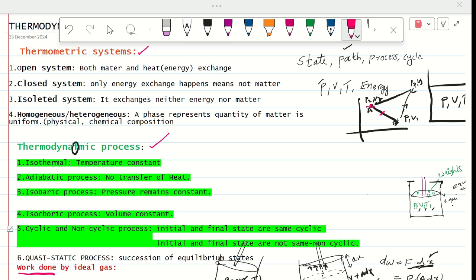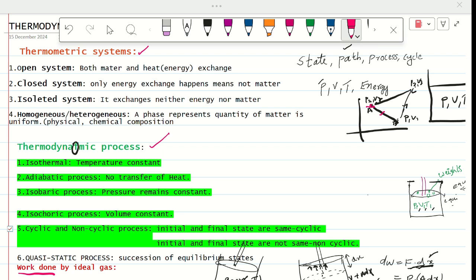In a homogeneous mixture, examples we can tell are a vessel of liquid or an iron piece, where the physical and chemical composition is the same and not varying. Also a gaseous mixture. These are examples of homogeneous. If it is not uniform or has more than one phase, that is a heterogeneous system. So this is about the systems.